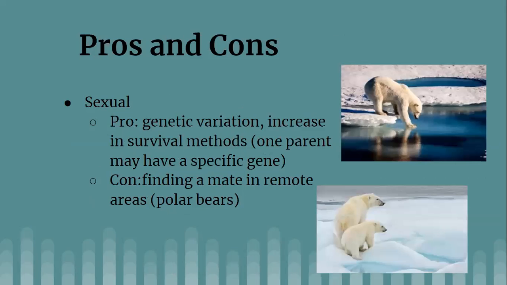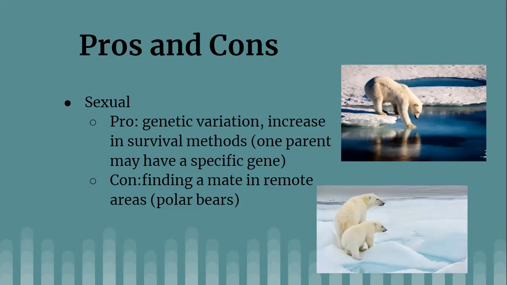Now, in comparison, we do have sexual reproduction that has many pros and cons. So some of the biggest pros in sexual reproduction is that they guarantee this genetic variation. So they are going to be increasing the survival method. So over time, they're going to evolve into species that are going to be able to adapt better to the environment that is constantly changing on our world. So our genetic variation is very important.